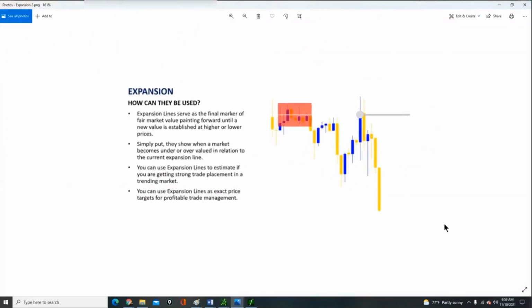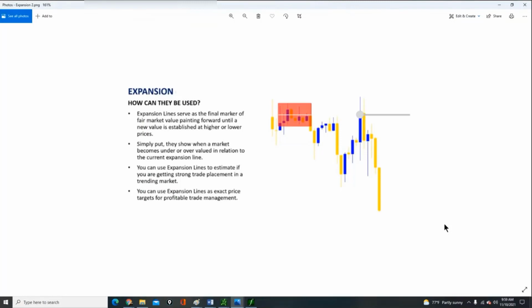So how can it be used? Expansion lines serve as the final marker of fair market value, painting forward until new values are established. So, again, whenever it leaves that expansion line, it's the tipping point of belief. Again, simply put, they show when a market becomes under or overvalued in relationship to the current line.